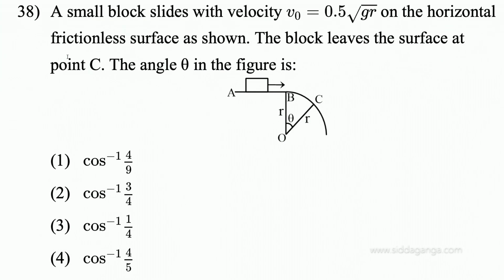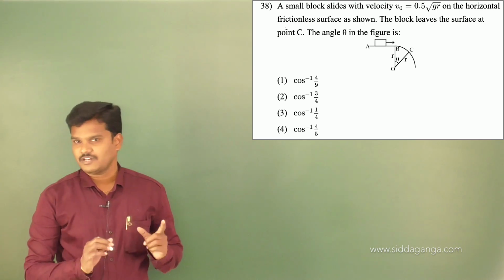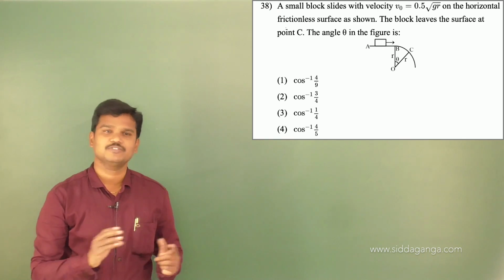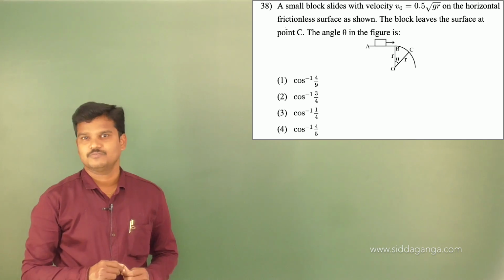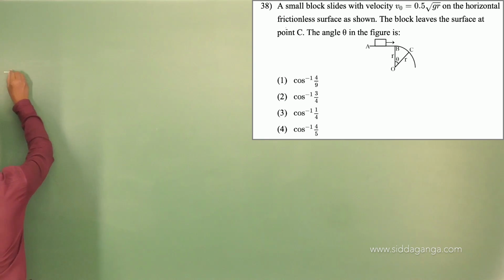So see the next one. A small block slides with a velocity v0 equals 0.5 root gr on the horizontal frictionless surface as shown. The block leaves the surface at point C. The angle theta in the figure is? They have given a horizontal surface on which a block is moving. If it moves with a certain speed, at point C the block is going to leave the surface. You know that when a block leaves the surface, the normal reaction becomes 0. See the given diagram.